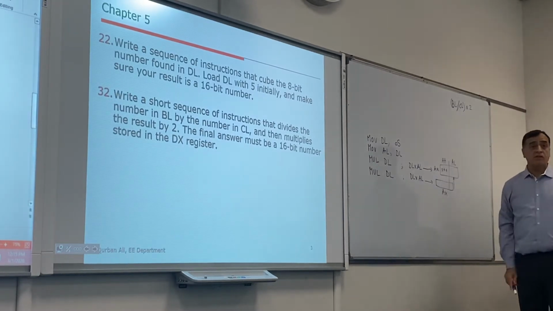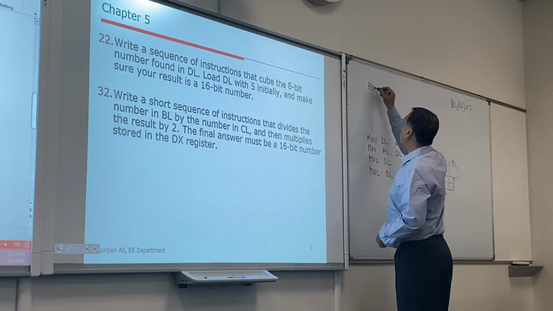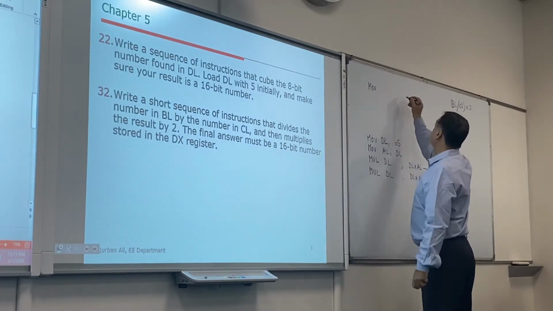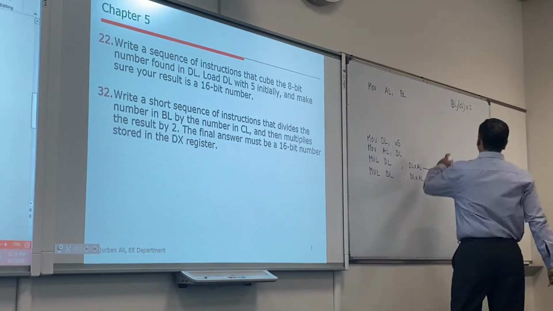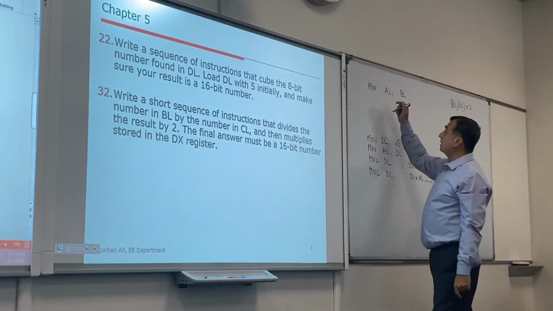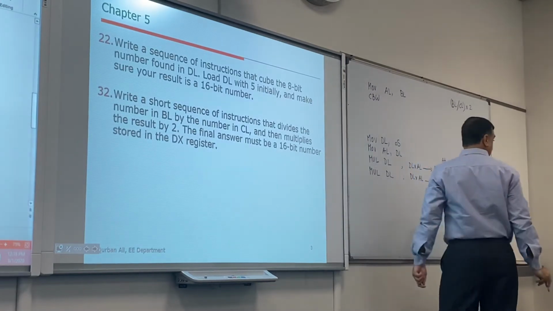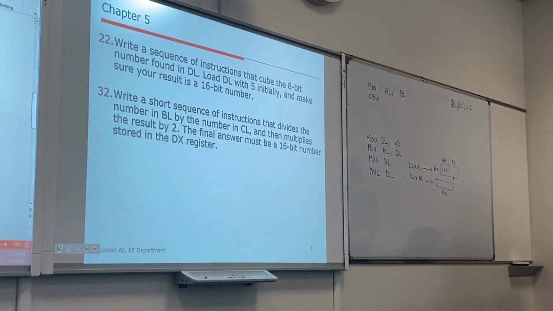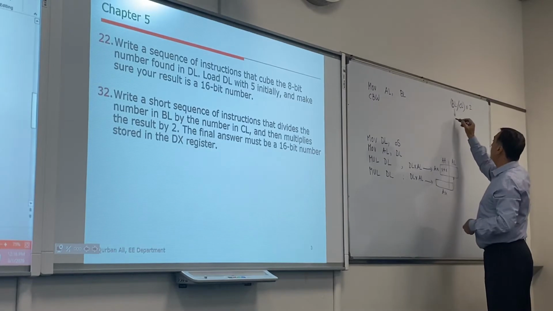Now you know the rule of division. Numerator has to be the double, right? So we say here first, move BL to AL. The numerator has to be double and again in AX only. So once BL is in AL, now I say convert byte to word, to protect the sign of the number.